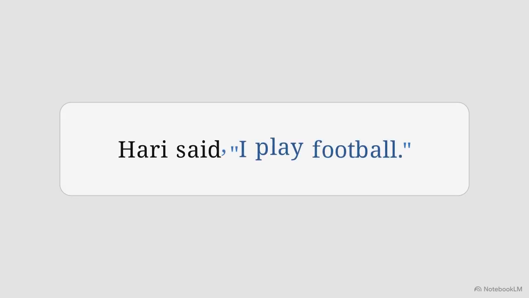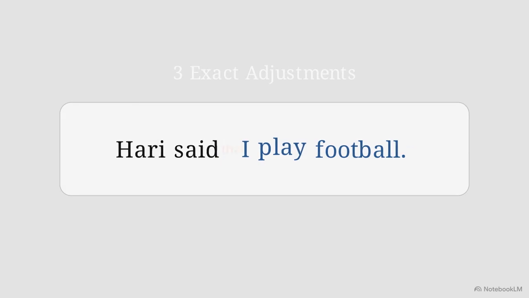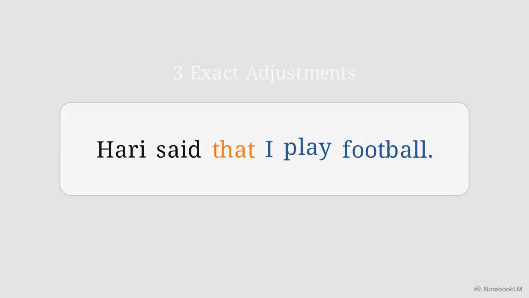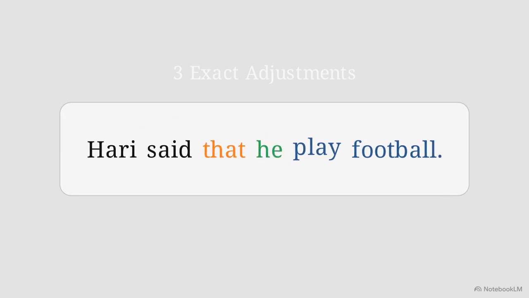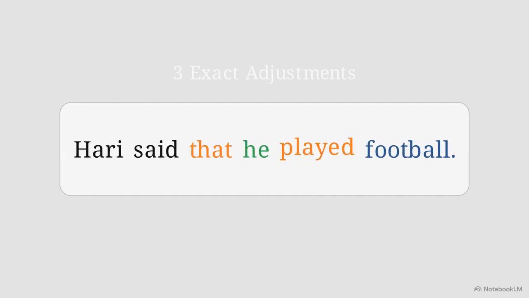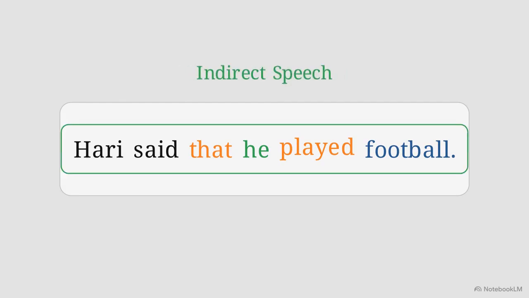Here is the direct quote we need to convert on the screen. Hari said, I play football. To make this indirect, we execute 3 exact adjustments. First, remove the quotation marks and insert the word that. Second, shift the perspective pronoun from I to he. Third, shift the verb from the present tense play back to the past tense played. Write down your final conversion. Hari said that he played football.